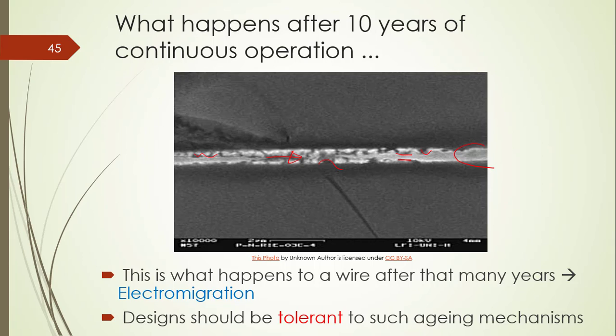Wherever there is thinning, there can be breakage. And once a wire snaps, the entire processor is gone. So this also limits the reliability of the processor to a large extent.